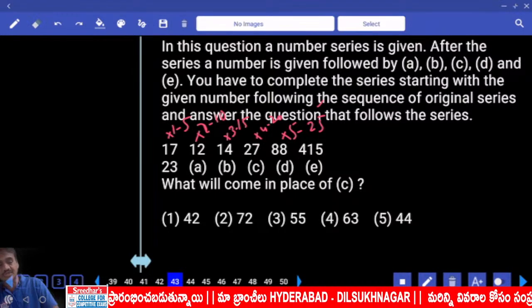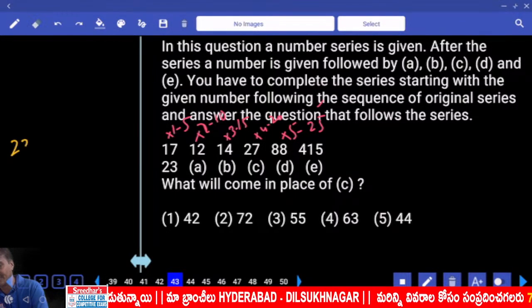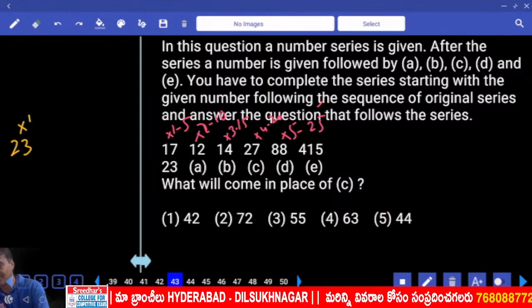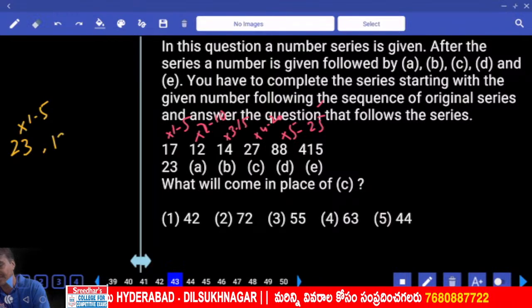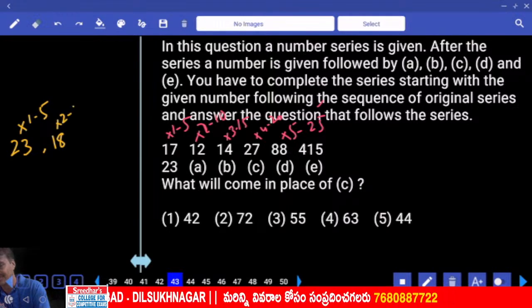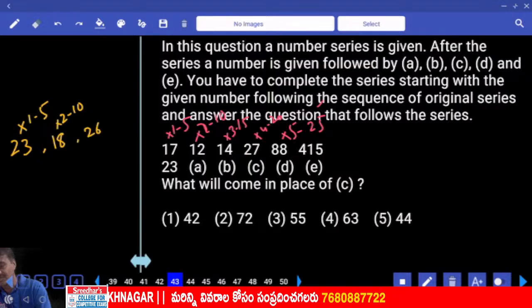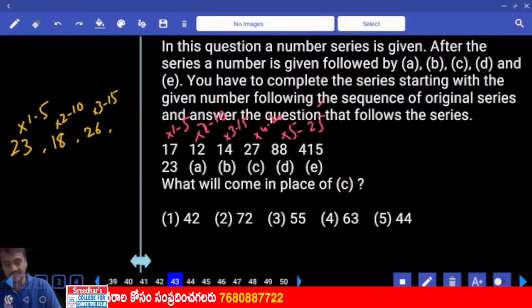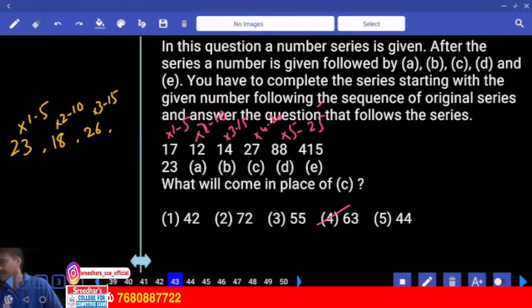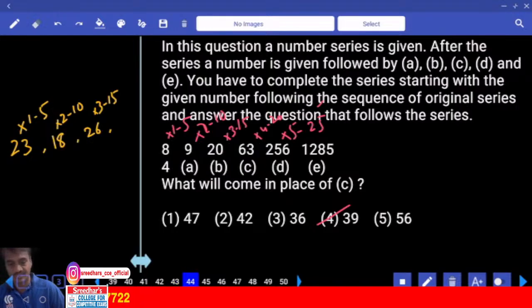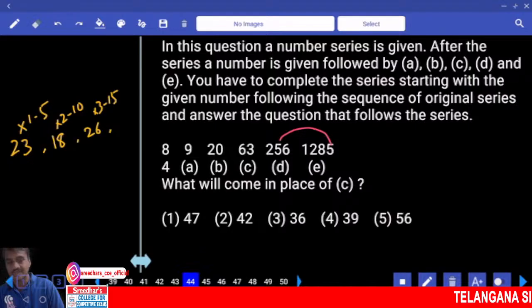And similarly starting with what? 23. You need to find out C. 23 into 1 minus 5. How much? 18. 18 into 2, 36 minus 10, 26. 26 into 3, 78 minus 15. How much? 78 minus 15. That is 63, choice 4. Done? Then 44. Now in this question number 44, number 256 to 1285.